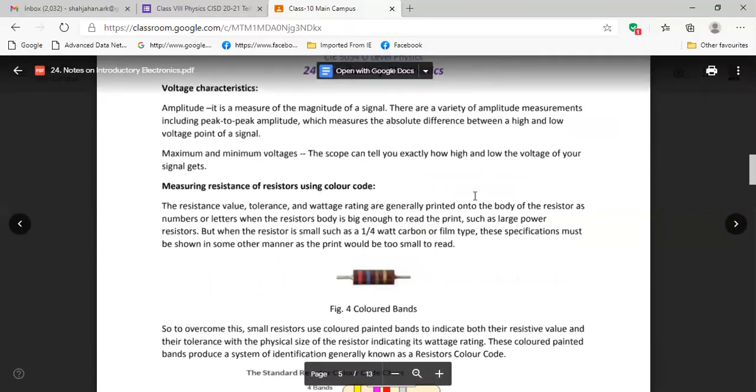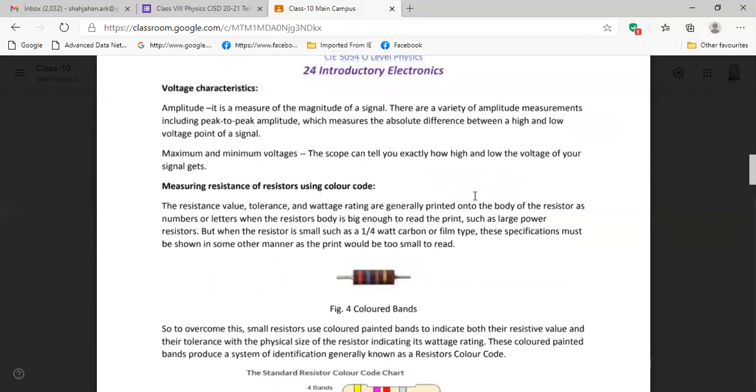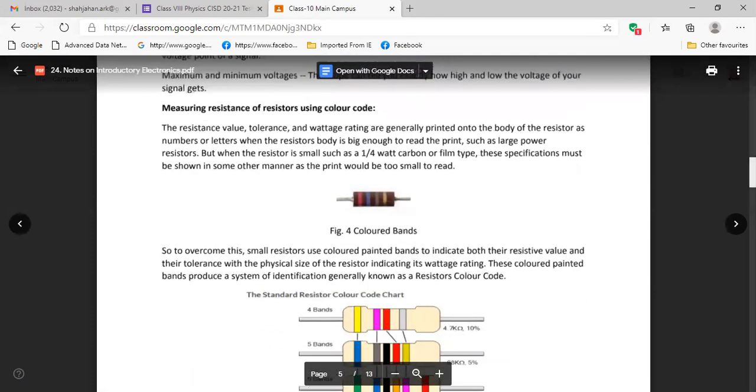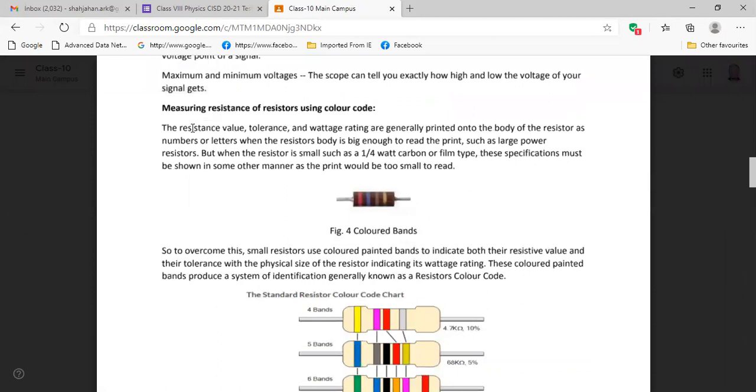Now we are having color code: measuring resistance of resistors using color code. Can you remember in our physics lab we did some experiments with electricity, where you got the resistors with color bands on the body surface of the resistors? There are some colors, blue color, red color, green color. Can you remember them? I guess last year. Yes, last year we did this. So we are going to learn a little bit about that color code.